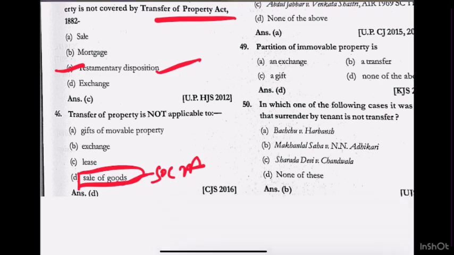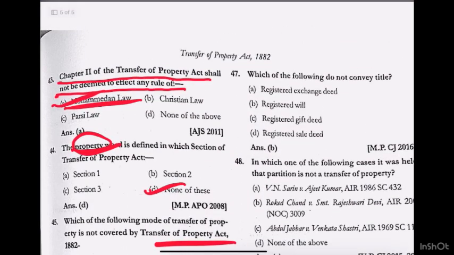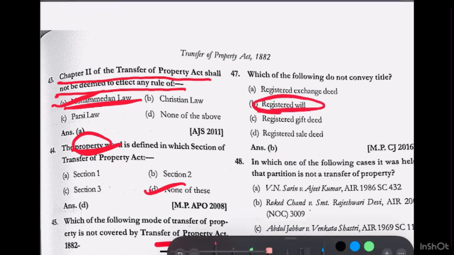Let's move on to question number 47. Which of the following do not convey title? Registered exchange deed, registered will, registered gift deed, and registered sale deed. A registered will does not convey title.